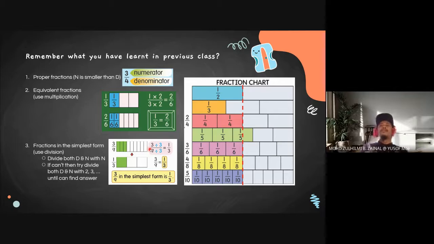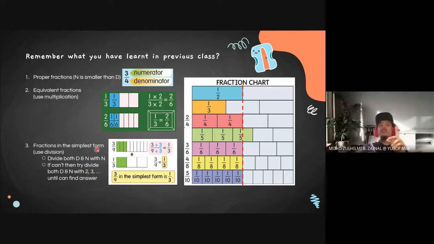Tapi for example dia bukan 3. For example 6/9. Kalau 6/9 cannot lah. 6/9 cannot be divided with 6. 9 cannot be divided with 6. Why? Because 9 is not in multiple of 6. Tak ada number 9 dalam multiple of 6. So what you have to do? You have to try to divide one by one.